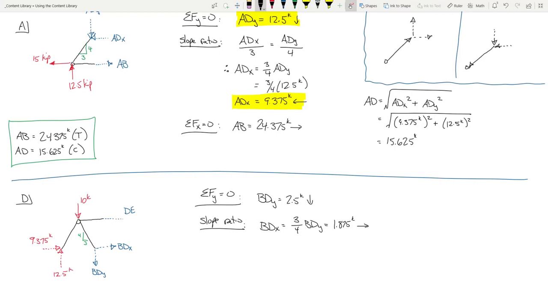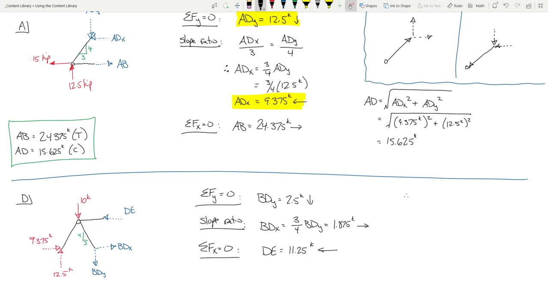Okay. And so now we sum forces in the x direction. So now we're solving for dE. What's the deal with dE? I've got 9.375 that way. I've got 1.875 that way. So that means that dE needs to go this way, towards the left, right? So, and what is dE? What's the magnitude of that? So there we go.